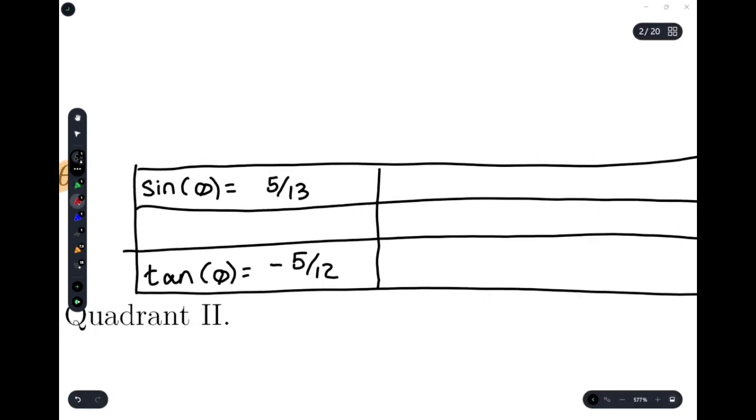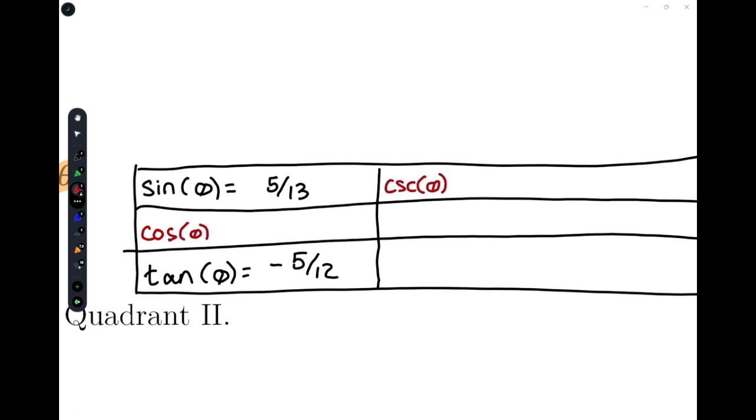And all of the missing ones are cosine, cosecant. Remember, they don't go with each other. Cosine and cosecant are not next to each other, even though they sound like they might be. Not tangent. Cotangent.